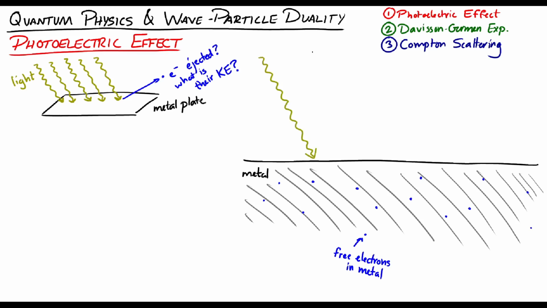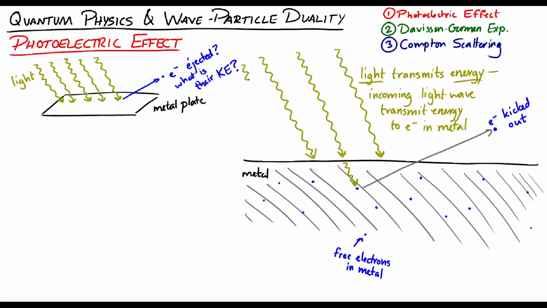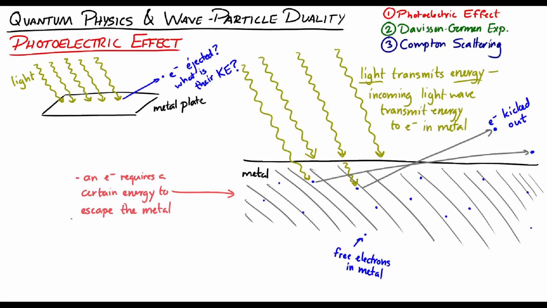If we shine light on the metal, light, like all traveling waves, transmits energy. So the incoming light waves would transmit energy to the electrons. If an electron gets enough energy from the light waves, it can get enough energy to be kicked out to escape from the metal. And it was known that an electron required a certain amount of energy to escape from the material. And the minimum amount of energy that's required to escape from a material is called the work function.